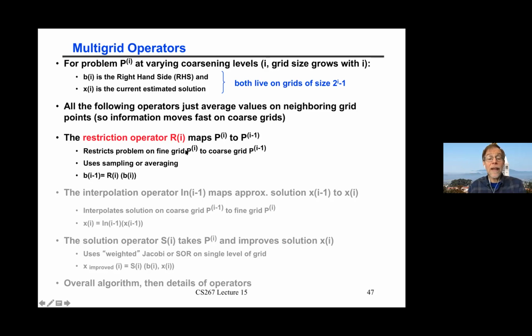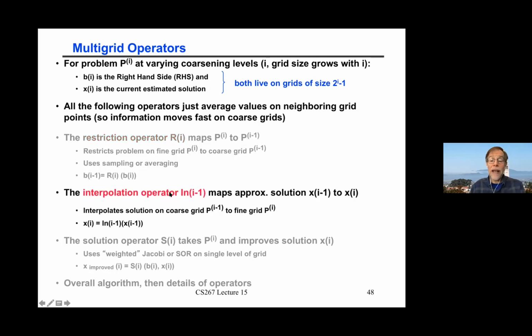So this restriction is going to be some sort of stencil that's going to take my right-hand side, which defines my problem on the fine mesh, and gives me a problem on the coarse mesh. So this is going to be a right-hand side. I'm trying to solve Tx equal B, and this is going to go from a fine problem to a coarse problem. So that's one direction I have to go.